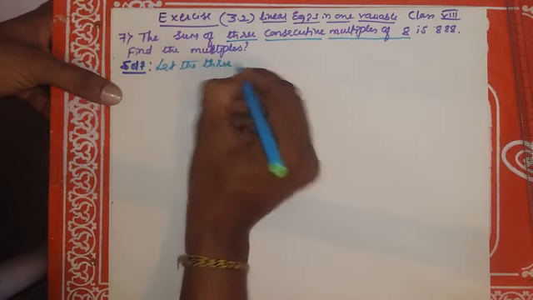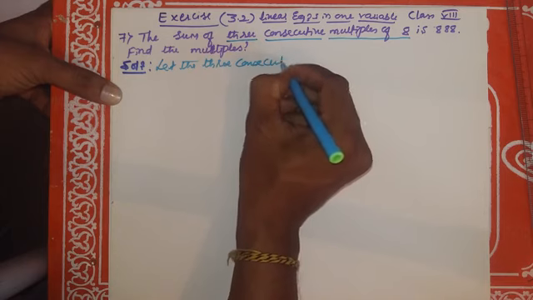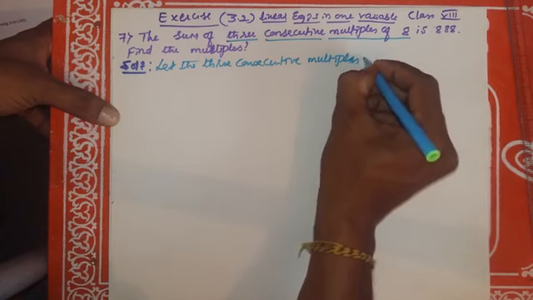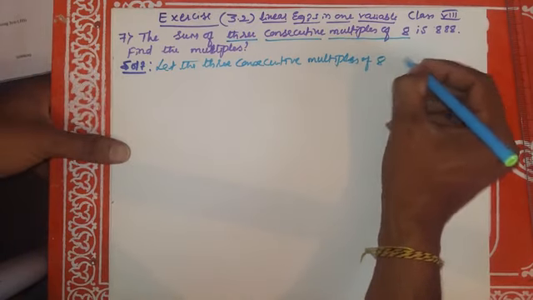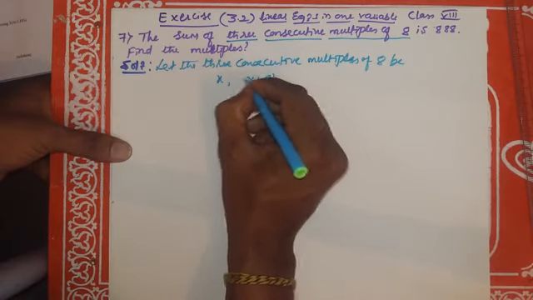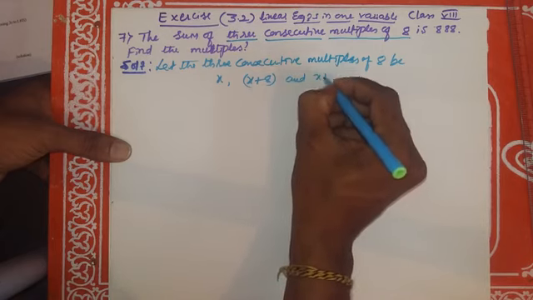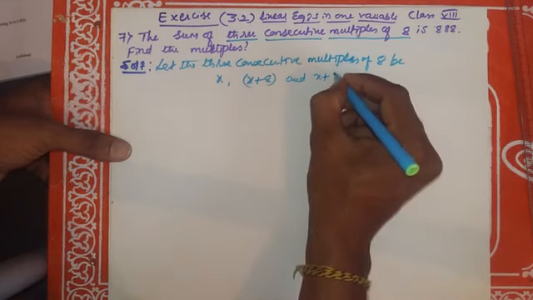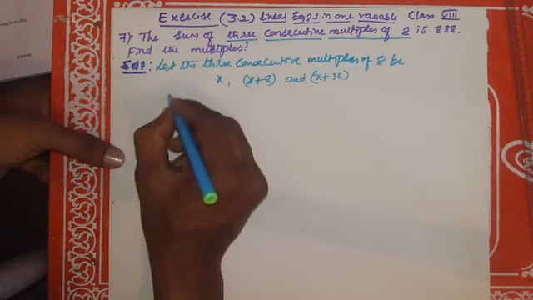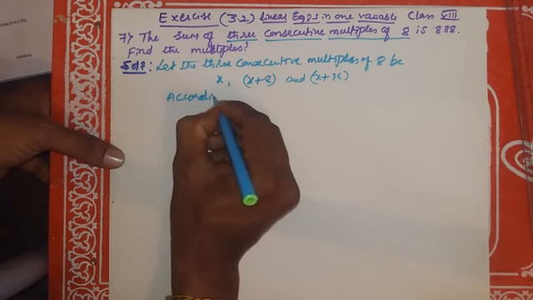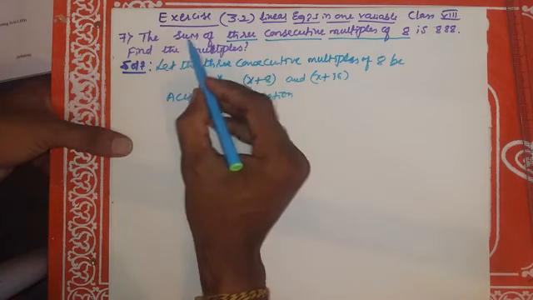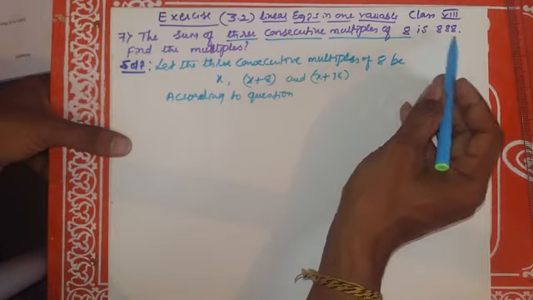Let the 3 consecutive multiples of 8 be x, x plus 8, and x plus 8 plus 8 means x plus 16, right? Okay, see, according to this question, what is there? The sum of 3 consecutive multiples of 8 is 888.